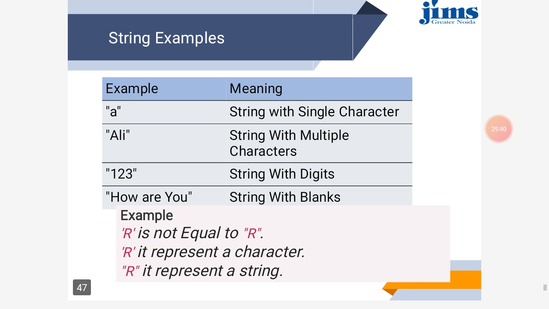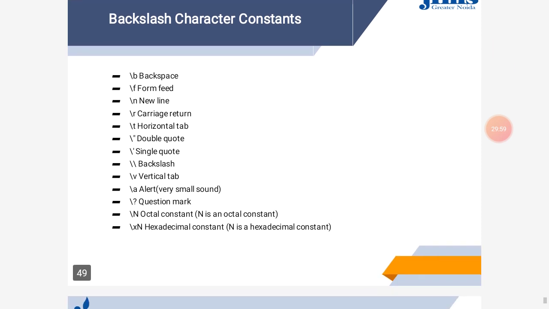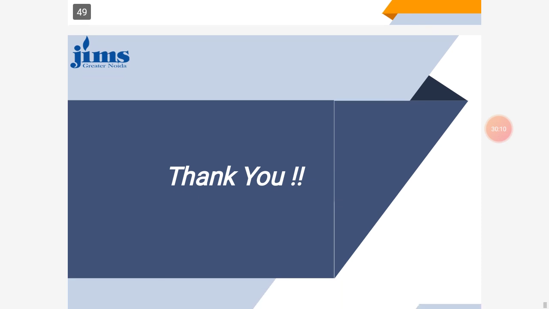Backslash character constants are also there, and each always has its own meaning. Tab or space, whatever characters we are using, it is fixed. And escape sequences are processed by the preprocessor. These are some examples of backslash character constants, and we can use them in programming for various purposes. So thank you very much.